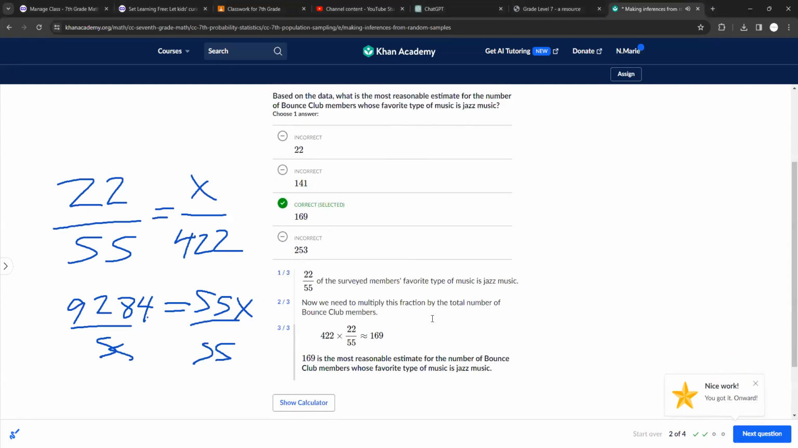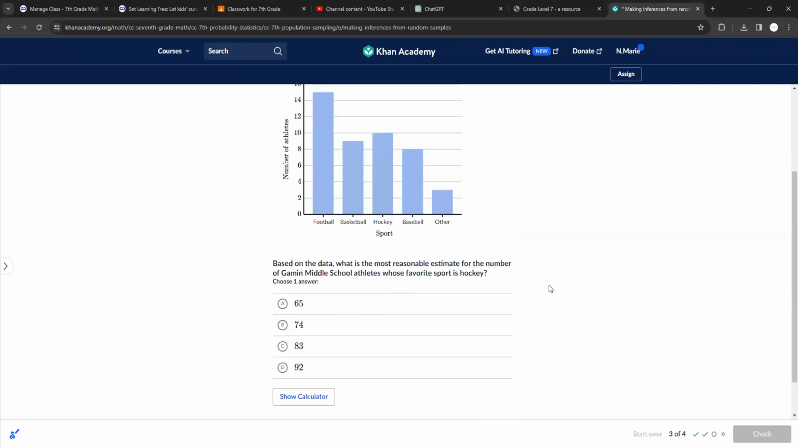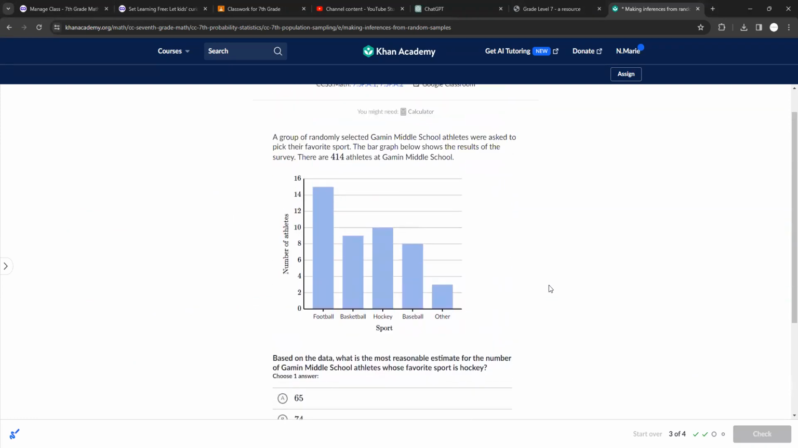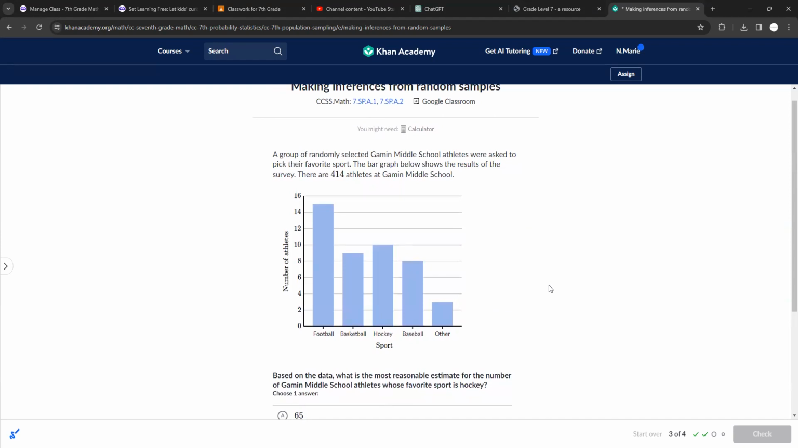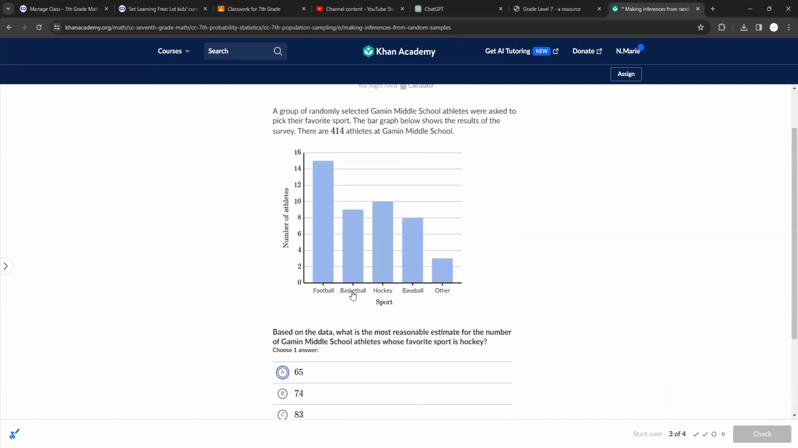Let's see which way they did it. So they did 422 times 22. Okay, you could do it that way too. Pretty much the same thing. Get the same answer. So here we're just seeing, based on this little sample size that I did, what's the estimate for this entire population or entire middle school students?